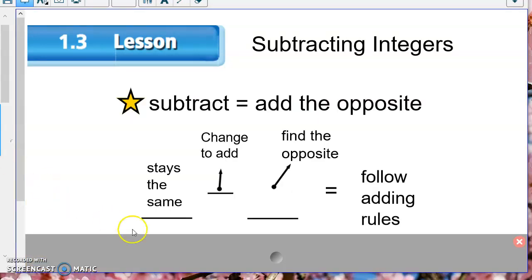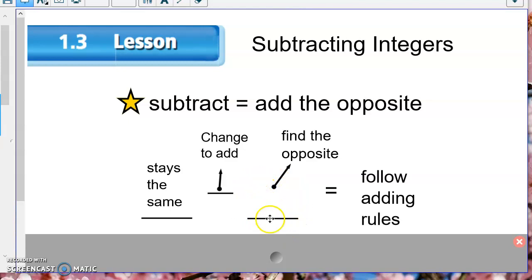So first, the process to follow to subtract integers is what we call add the opposite. Basically, the first number in your subtraction problem stays exactly the same. Then you change your subtraction sign to an addition sign. I know that's very strange because up until this point you've been told don't ever mess with that operation sign, but for subtracting integers that is exactly what you're going to do.